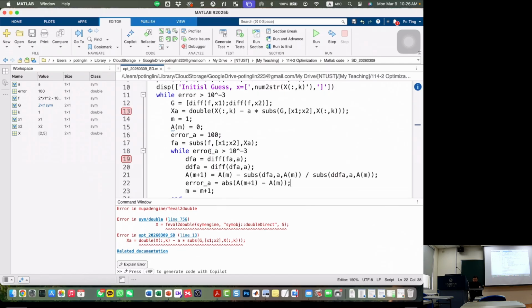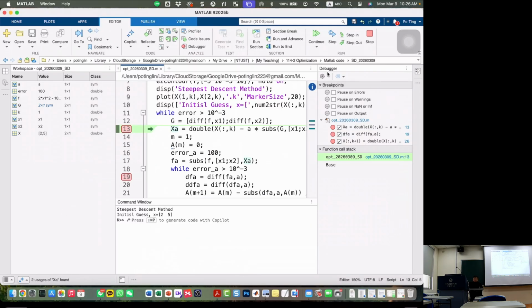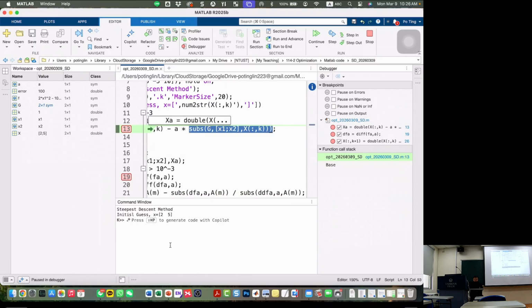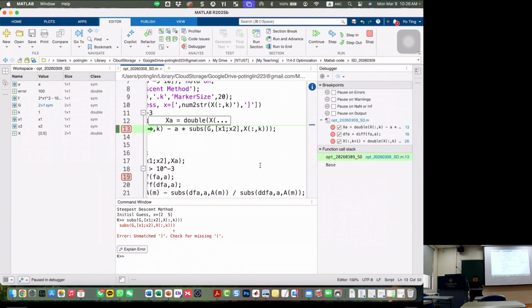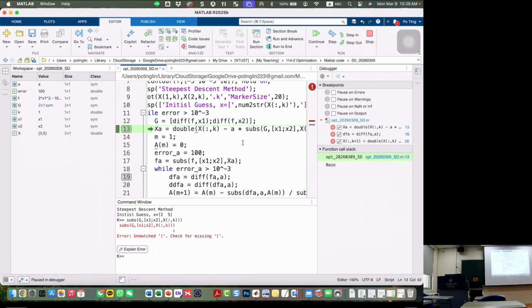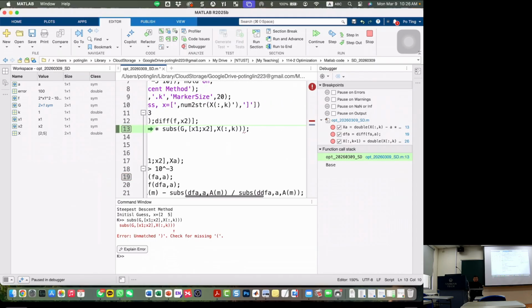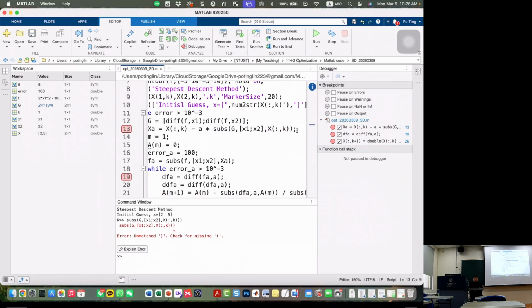Okay, line 13. Let me see. This. Oh. Sub 2. I don't need to double it. Earlier we needed to double it, but this time we don't. Let me see if it's doable.